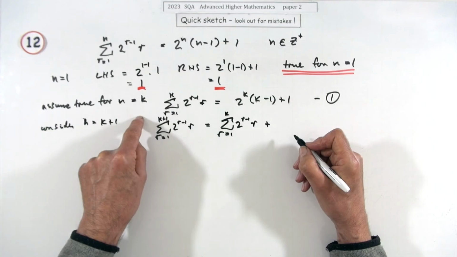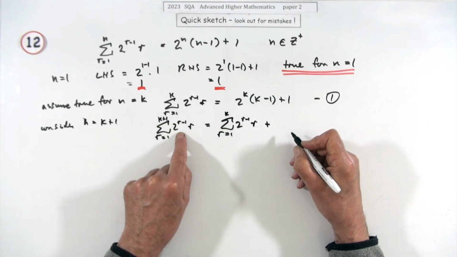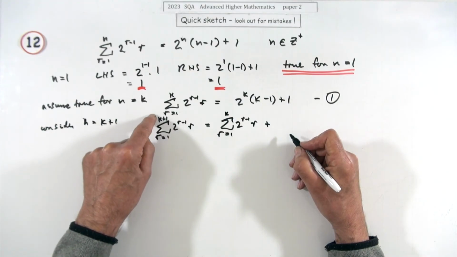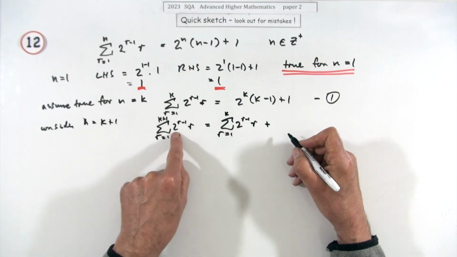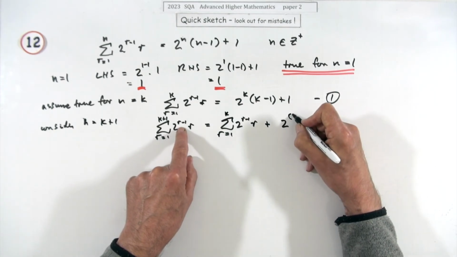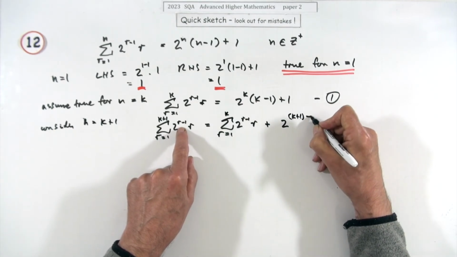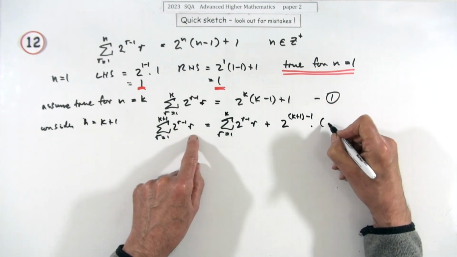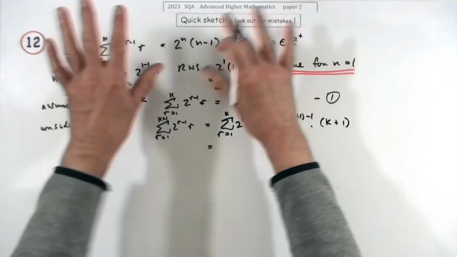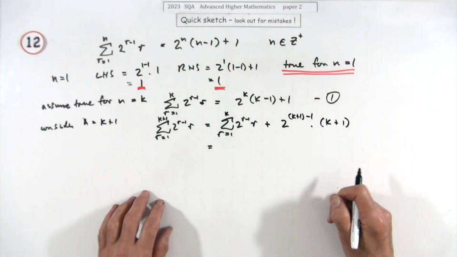To go from k to k plus 1, you just add one more term. So that one term would be the term with k plus 1 in it. That was the final value of r. So that expression for the terms you're adding up says 2 to the k plus 1 minus 1 times k plus 1. Now that's got nothing to do with the rest of it. That's just a simple piece of algebra.